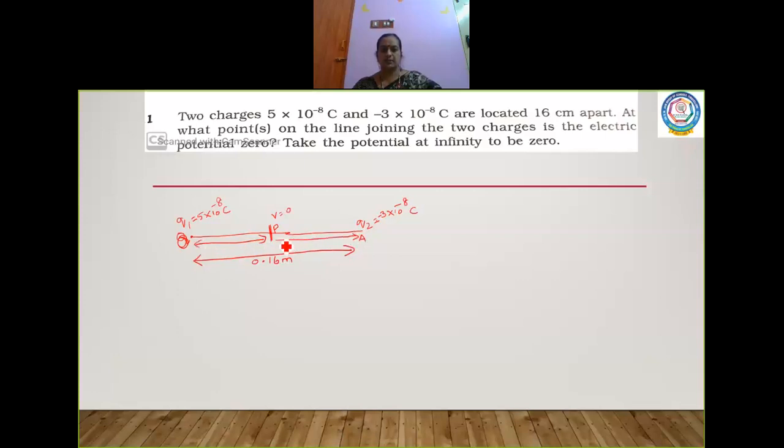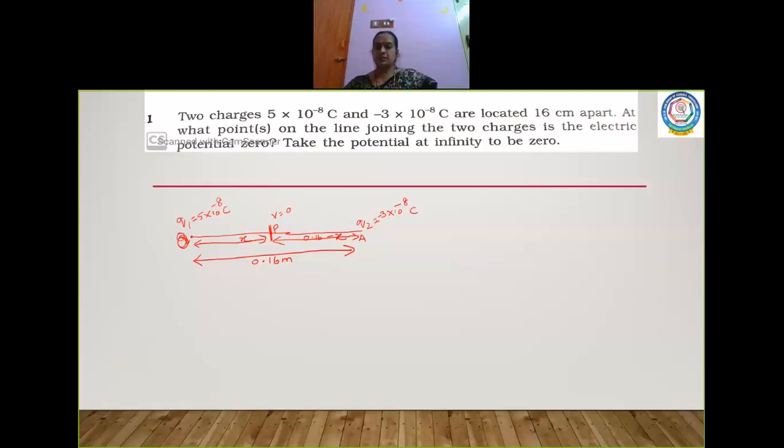Now let us see, this point is at this position. Let this point P be at a distance of x from Q1. If that point P is at a distance of x from Q1, what will be this distance, children? This distance will be 0.16 minus x, right? So we can assume that the potential is 0. We need to find the potential due to Q1 and the potential due to Q2. When I sum up, the potential should be equal to 0. This is one possible case, right?